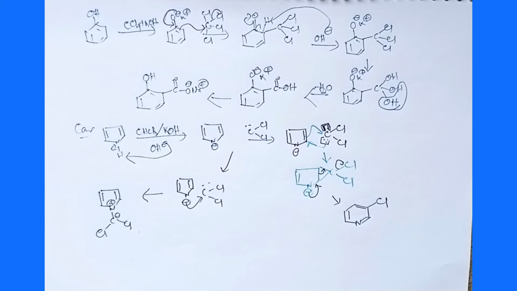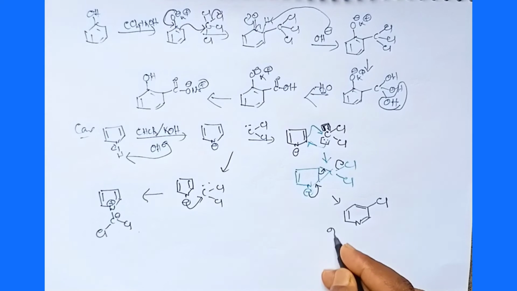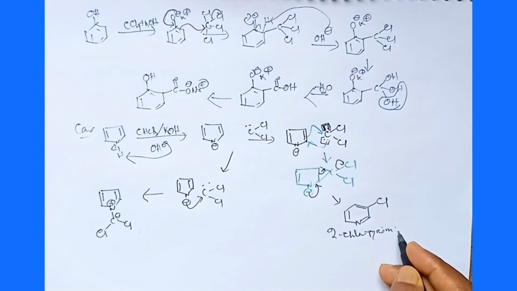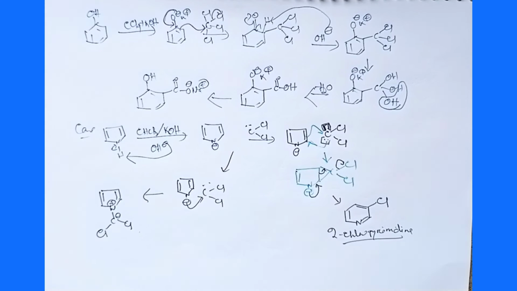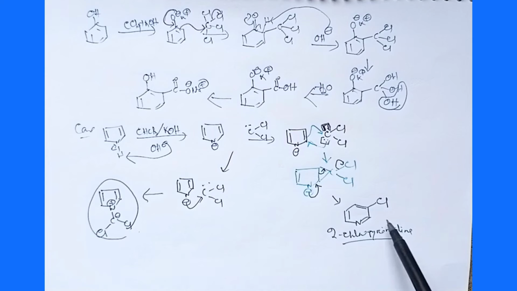So 2-chloropyridine is formed. This structure is much more stable than the previous structure. So obviously here the product is 2-chloropyridine.